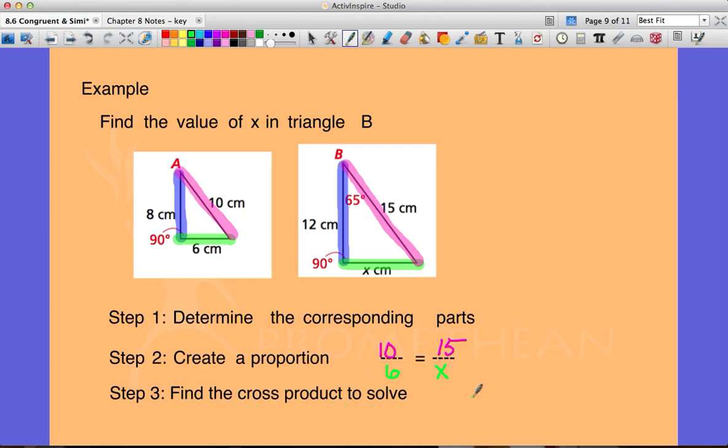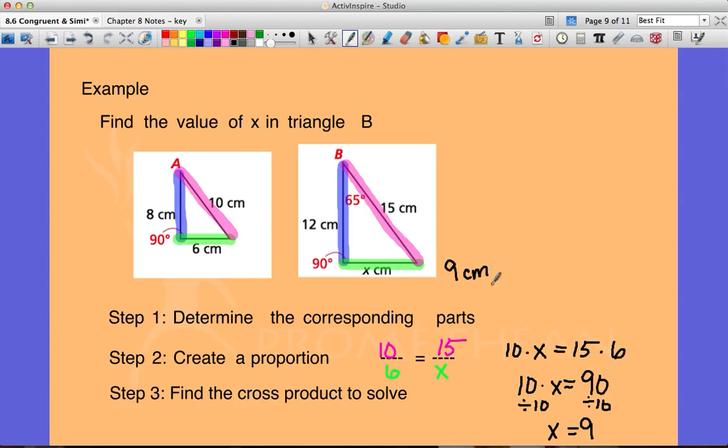Now we use cross products to solve. So I know that 10 times x has to be equal to 15 times 6. 15 times 6 gives me 90, so I know that 10 times x has to give me 90. I divide both sides by 10, and I know that x has to be equal to 9. So the length of this side is 9 centimeters.